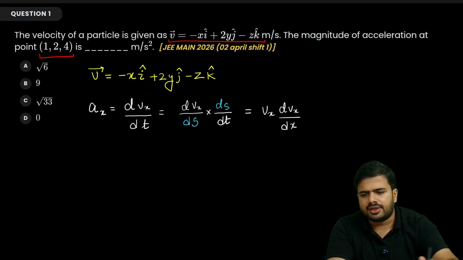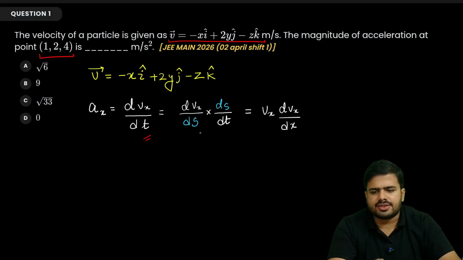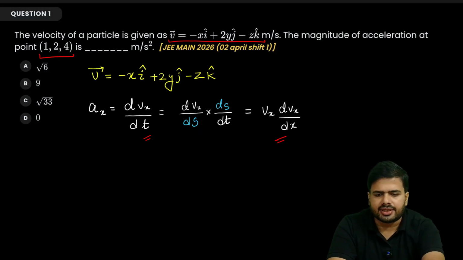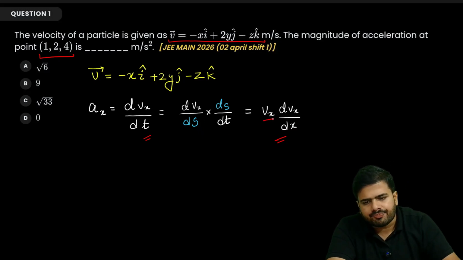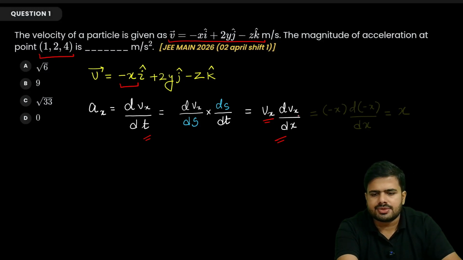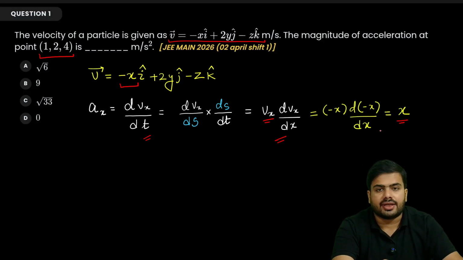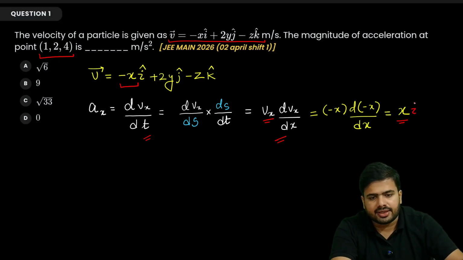So let's see. First, find ax. Here we have written ax = dvx/dt. That's quite simple; all of you know that the derivative of velocity is acceleration. Then we have multiplied and divided by dx, rearranged the formula, and we got ax = vx dvx/dx. The velocity along the x direction is minus x, so we substitute minus x for vx, and differentiating minus x we get minus 1. Substituting, we get x. This is our acceleration along the x direction, so we can write x i cap.